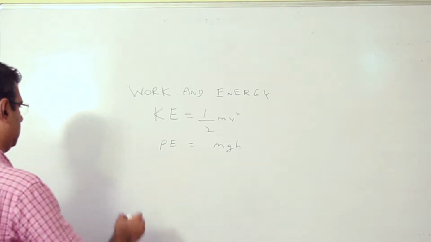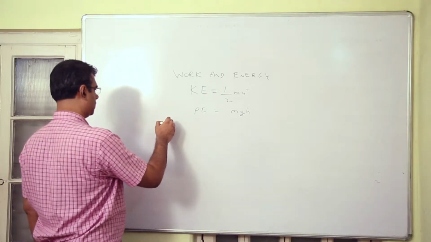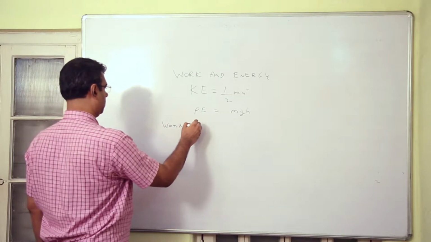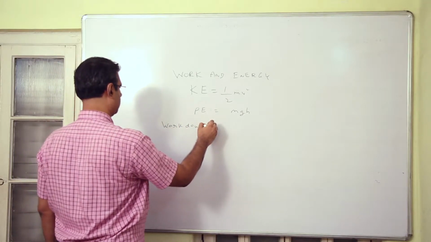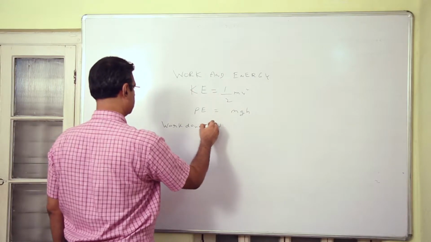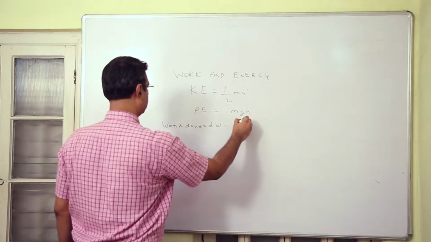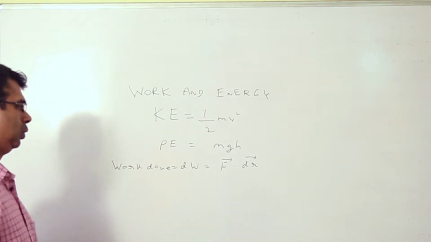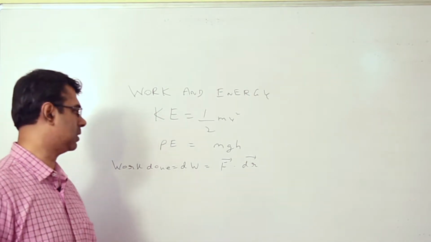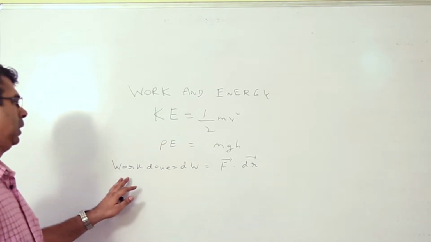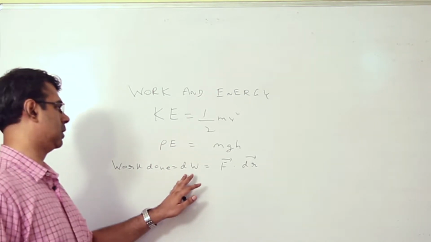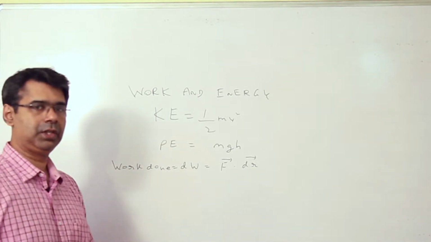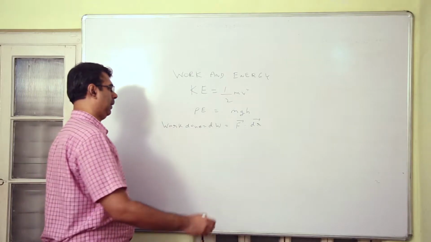Now, whenever there is a force, the work done by the force is given by the dot product of force and displacement. That is the definition of work done. So work done by a force dW is equal to F dot dr. This is the definition of work done by a force.